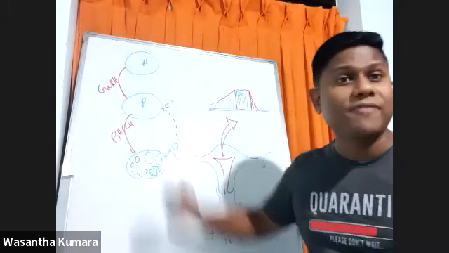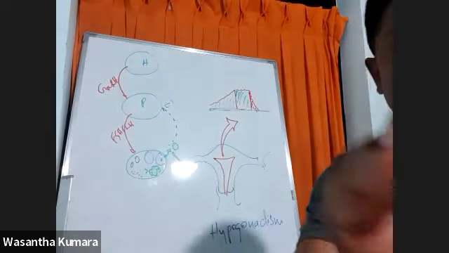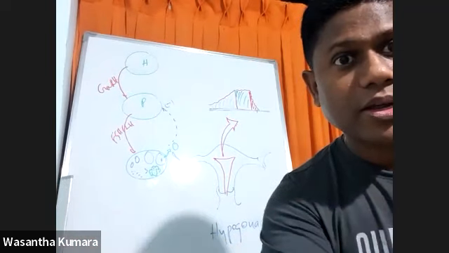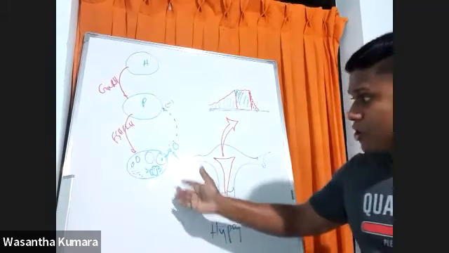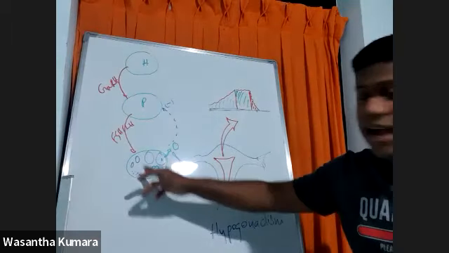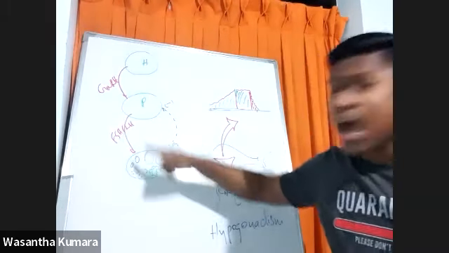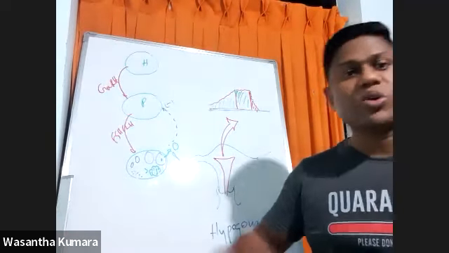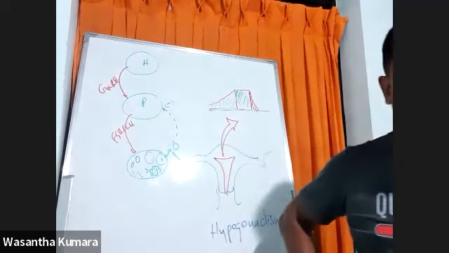Hypergonadotrophic means you have high FSH levels. What is the typical example? Anyone? What is the typical example for that? Menopause. When the woman reaches menopause, ovaries are hypogonadal, but FSH and LH levels are very high. Hypergonadotrophic hypogonadism. Typical example is menopause, either premature menopause or normal menopause, whatever is the condition. Gonads are not working, so FSH and LH levels are high.